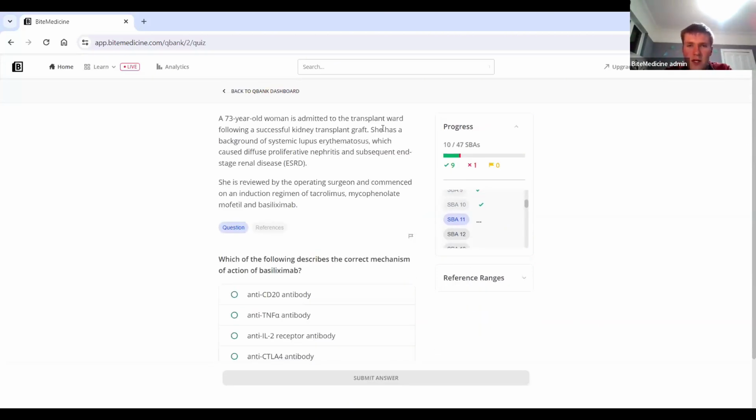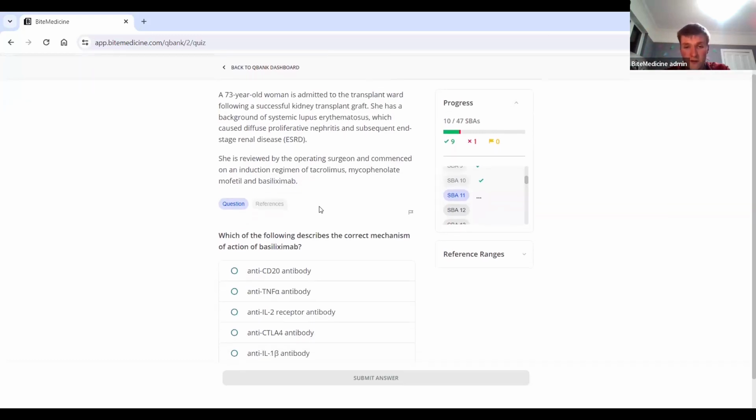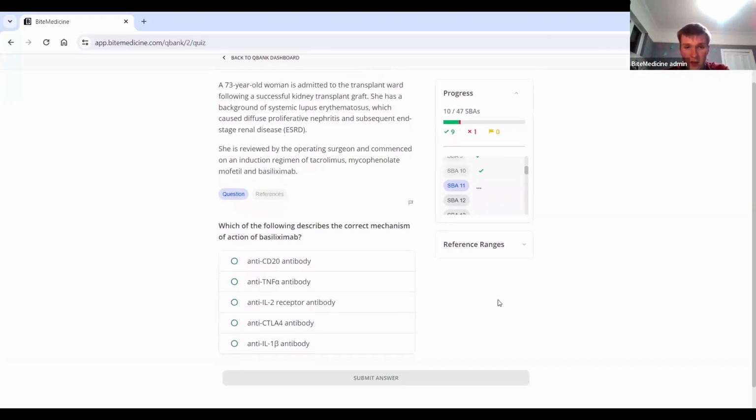Okay, 73-year-old woman admitted to the transplant ward following a successful kidney transplant graft. She has a background of SLE, which caused diffuse proliferative nephritis and end-stage renal disease. So that's how she got her transplant, through SLE-related kidney disease. She's reviewed by the operating surgeon and commenced on an induction regimen of tacrolimus (remember, hepatically excreted, tremor), mycophenolate mofetil, and basiliximab. Which of the following describes the correct mechanism of action of basiliximab?